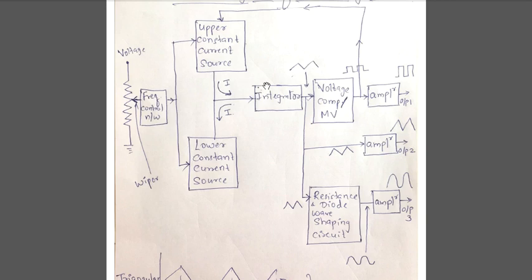Now what does the integrator do? The integrator, as you know, if you provide a square waveform at the input, is going to give a triangular waveform at the output. So it's obvious. One more thing I forgot to tell you: both these blocks are not connected to the integrator at the same time. The integrator will be connected to either the upper constant current source or the lower constant current source at a time.